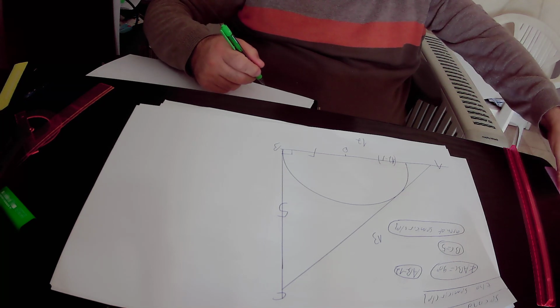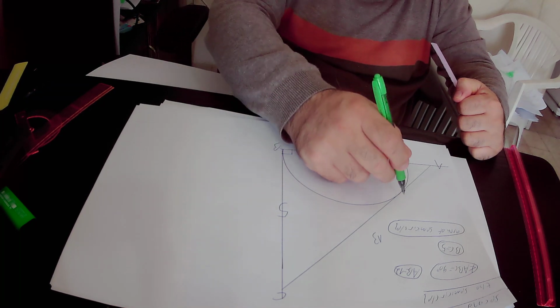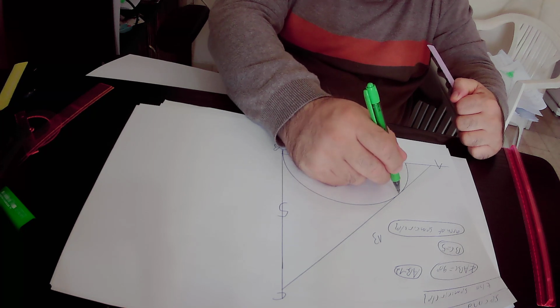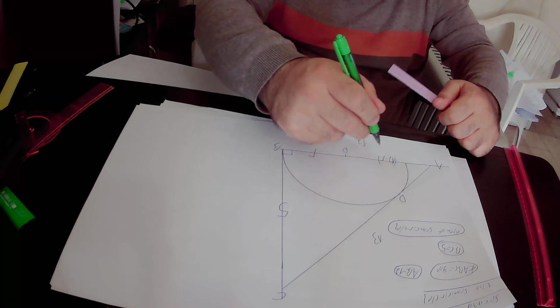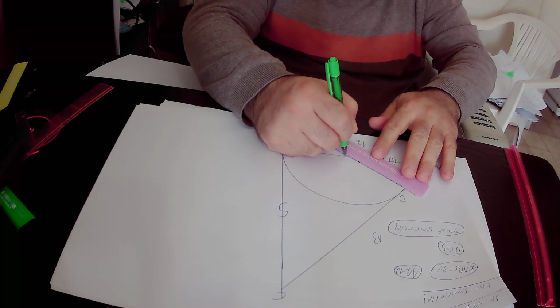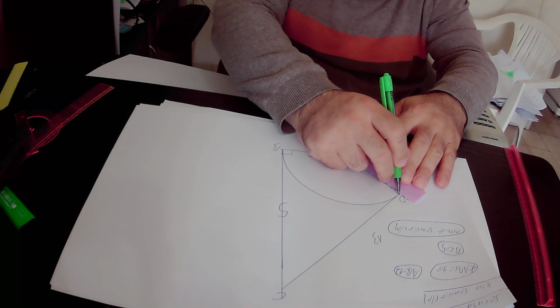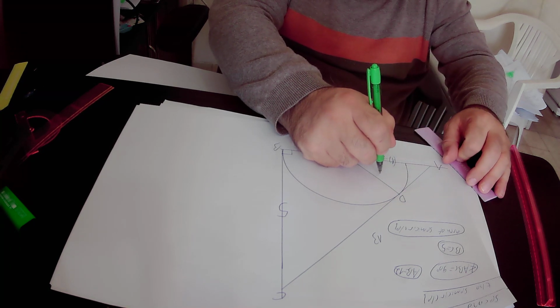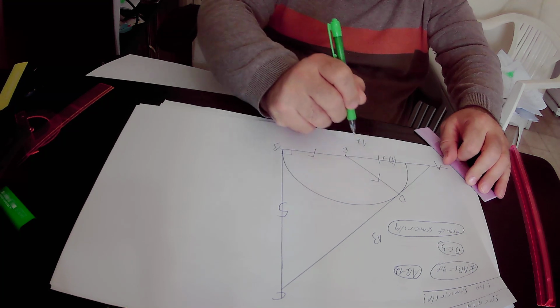And the touching point between AC and the semicircle is at point D, that is the point of tangency. OD is the radius of the semicircle, that is to say, it equals R. We have already explained it in the first method.